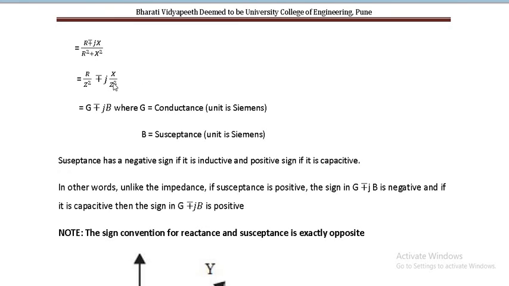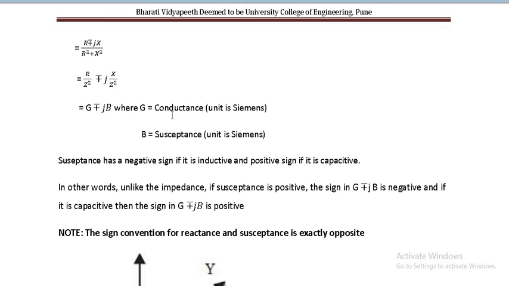So what do I get? I get r upon z square minus plus jx upon z square, where r upon z square is written as g, minus plus as it is, j as it is, and x upon z square is written as b. Where g is called conductance and its unit is Siemens. b is called susceptance and its unit is Siemens. So as we have z equal to r plus minus jx, we have the reciprocal of it as y, that is equal to g minus plus jb.